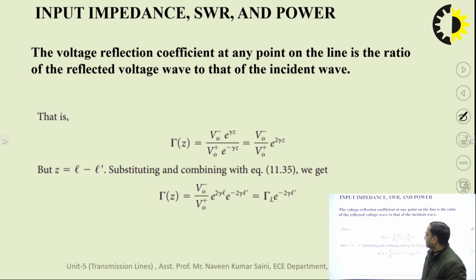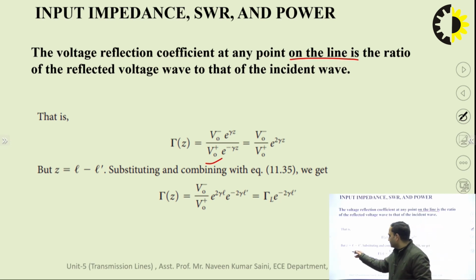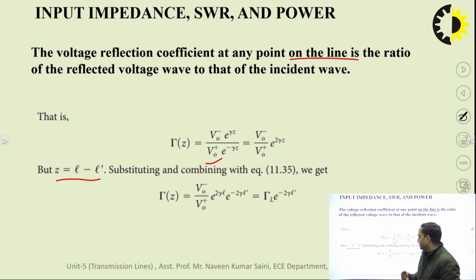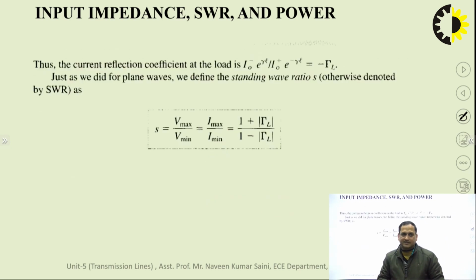So the voltage reflection coefficient, this is the definition: the voltage reflection at any point on the line is the ratio of the reflected voltage wave to that of the incident voltage wave. In this way we can put it at any point on the line, from the load side, L minus L dash. When we put this equation here, the expression will be gamma L e power minus 2 gamma L dash, where L dash is measured from the load ZL.